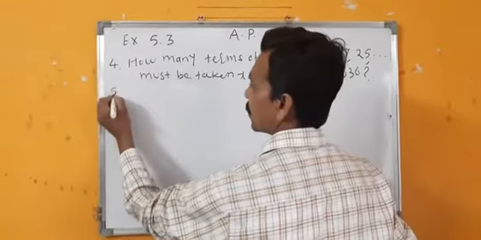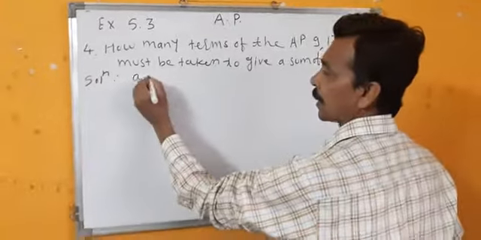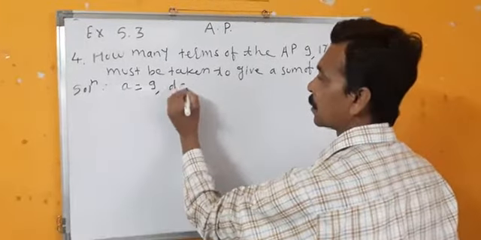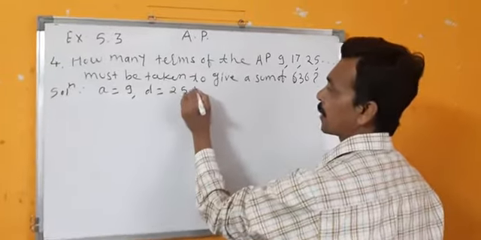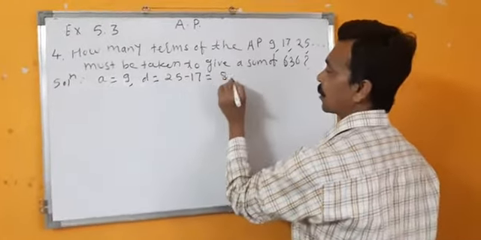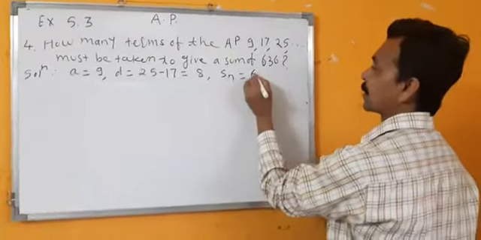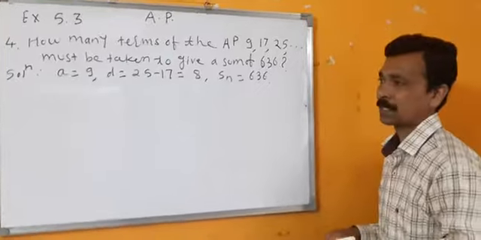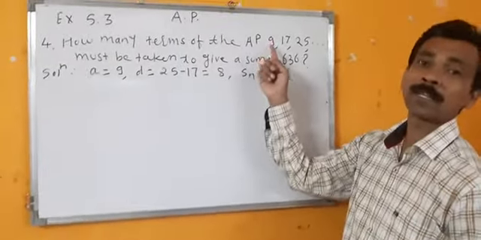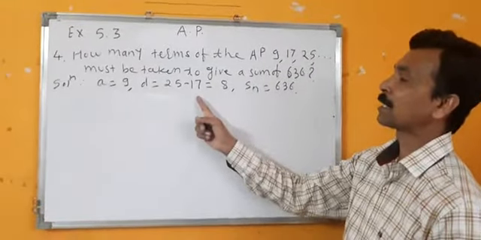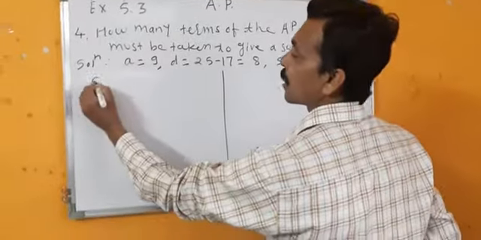So here, what is given? From this AP, a is equal to 9, d is equal to a2 minus a1, that is 25 minus 17, which is equal to 8, and the sum is given, that is Sn equal to 636. We'll use the formula for Sn.